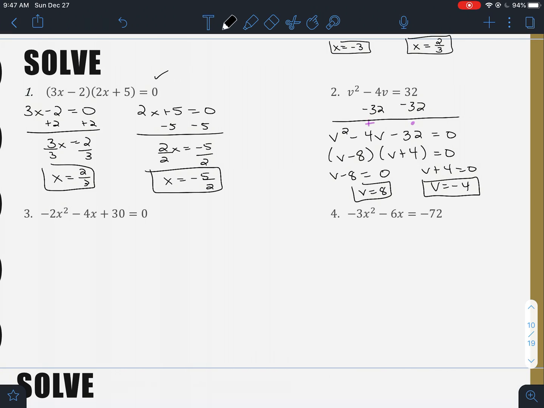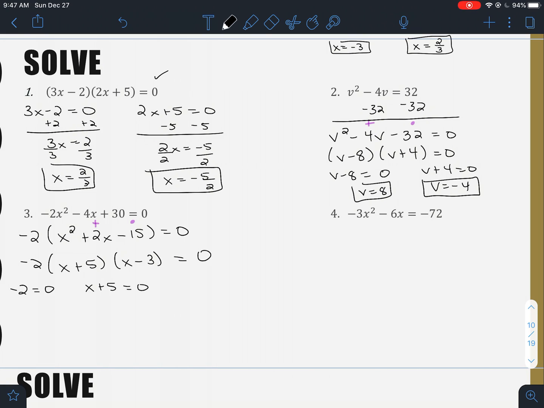On number 3, we have -2x squared minus 4x plus 30 equals 0. They're all divisible by 2, so I'm going to factor out a negative 2 this time. If I factor out a negative 2, I would get x squared plus 2x minus 15 equals 0. Now can we factor that inside? Can you multiply to negative 15 and add to positive 2? It would be positive 5 and negative 3. So I have -2(x + 5)(x - 3) = 0.